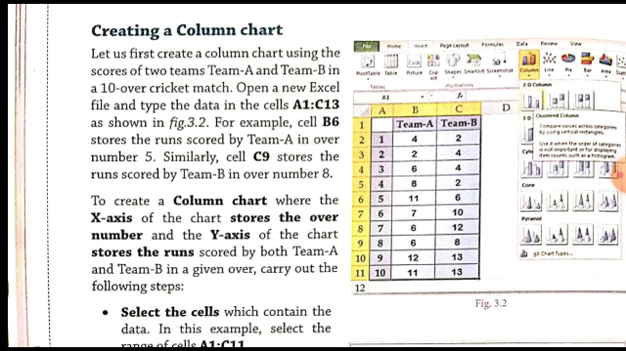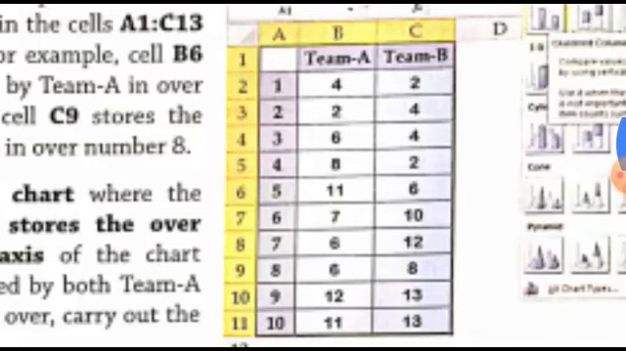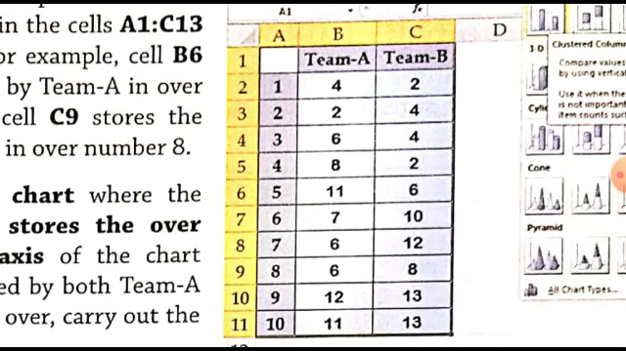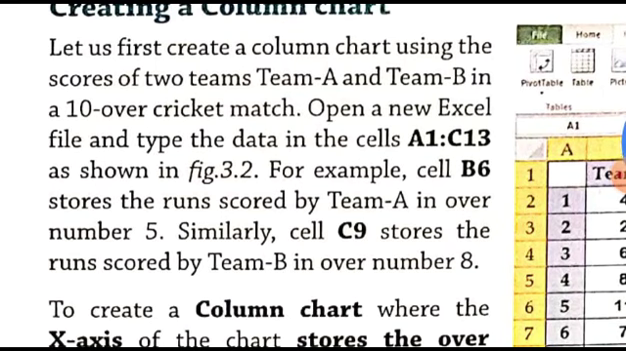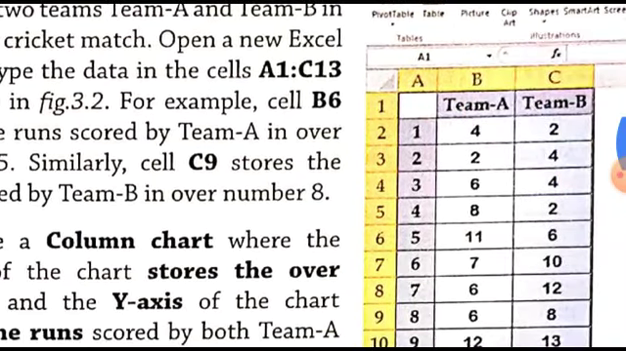First of all, we have to look at the data which we will be using for creating this chart. Here the data is in the form of a table, showing the runs scored by two teams in a 10 over match. There are two teams, team A and team B, playing a 10 over cricket match. The different rows correspond to the different overs.